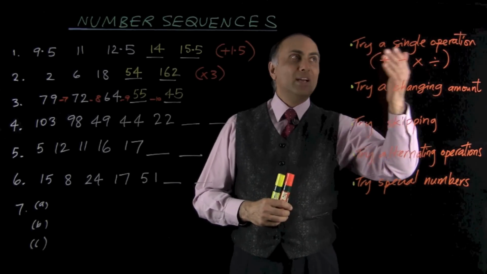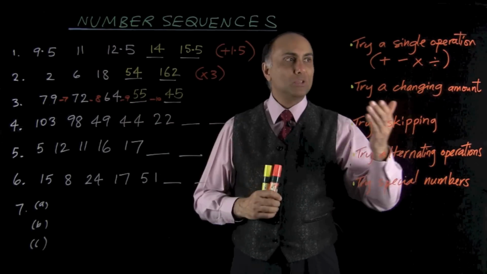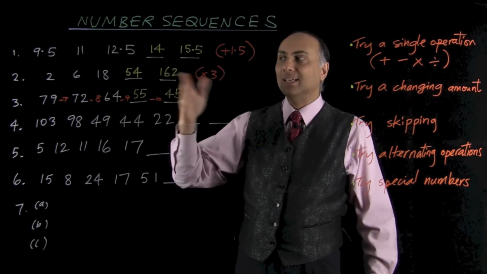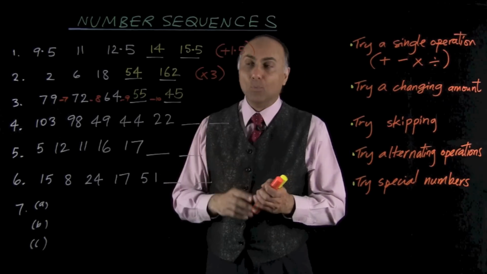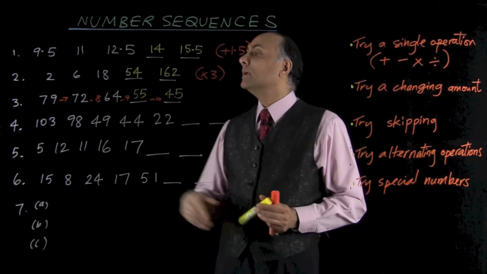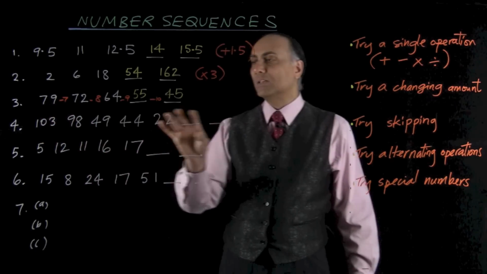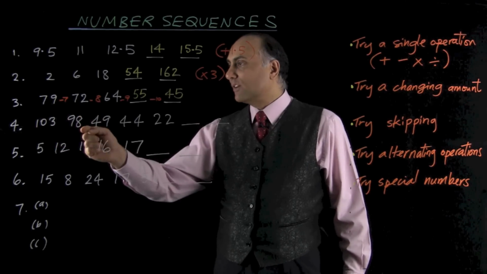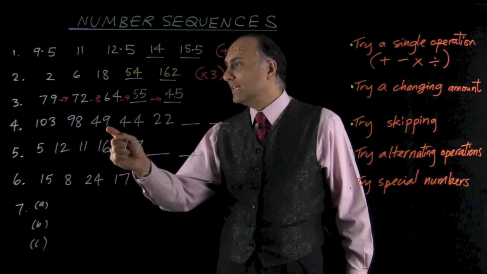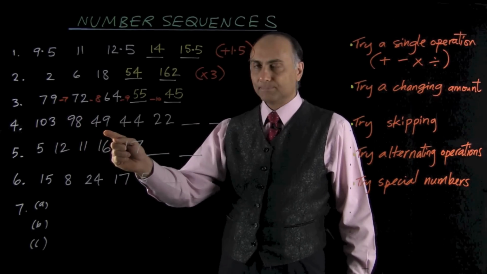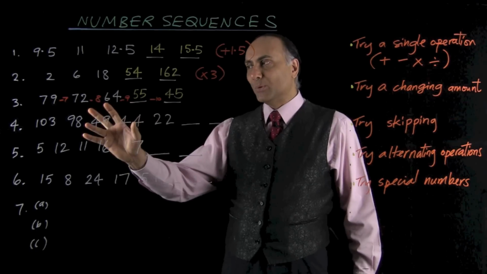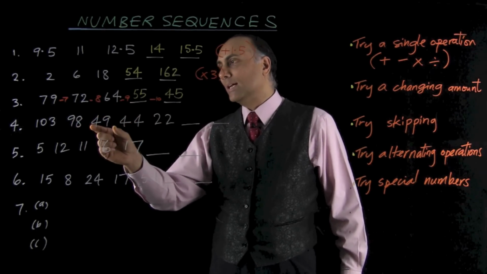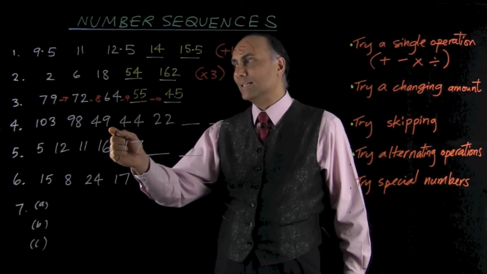So first we tried a single operation, which worked in questions 1 and 2. Then we tried a changing amount. So here the amount that we're subtracting is actually increasing by 1 each time. In example 4, it's a different pattern again. From 103 to 98 is subtract 5. And then from 98 to 49 is subtract 49. So straight away, I would think, well, rather than subtracting 49, that's halving 98.